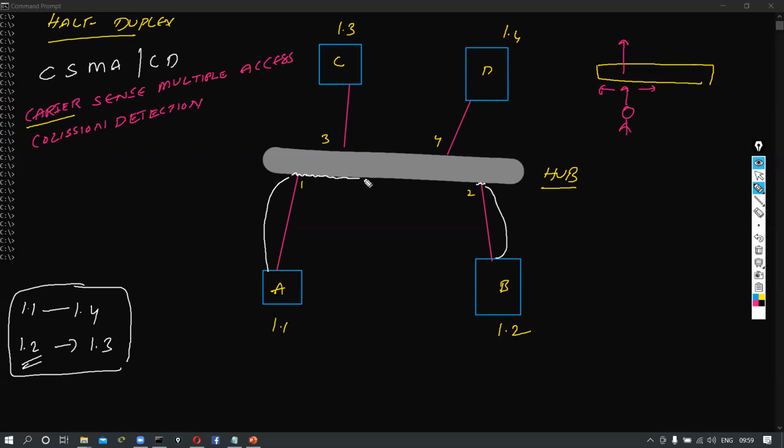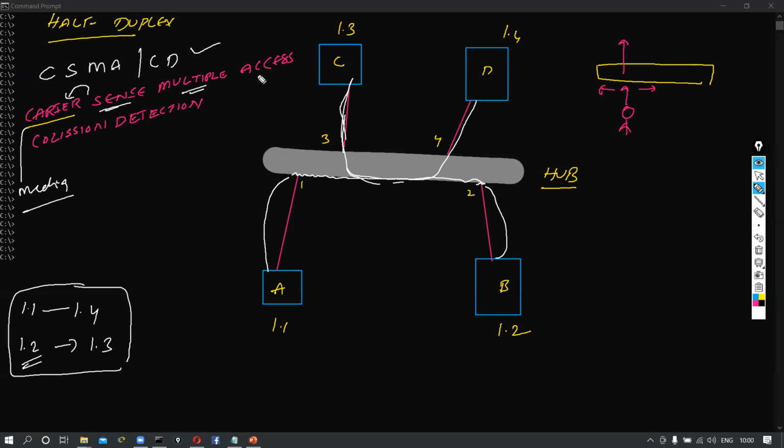Once this communication is done, then only it will sense again: is anybody processing? No, nobody is using that media. Then I will proceed. Any collision? That is all about CSMA/CD. Sense the carrier. Carrier means media. Before processing any request, sense the media.